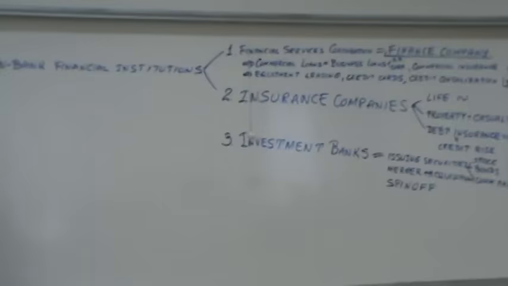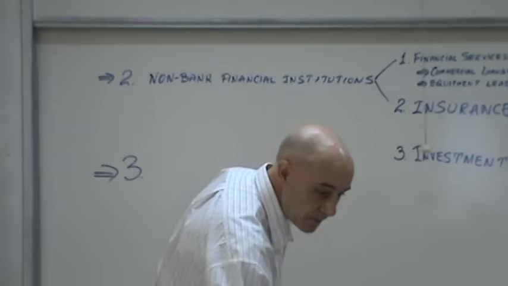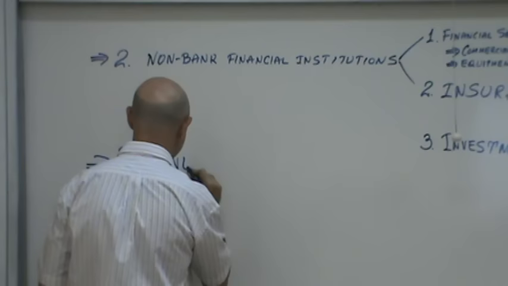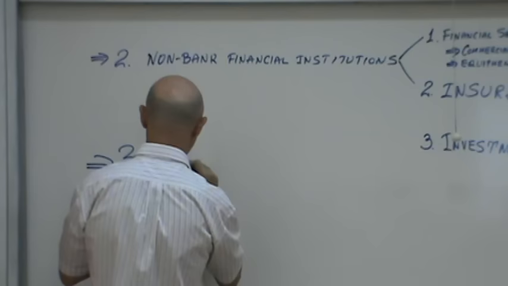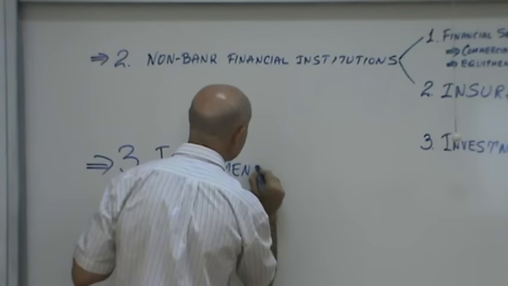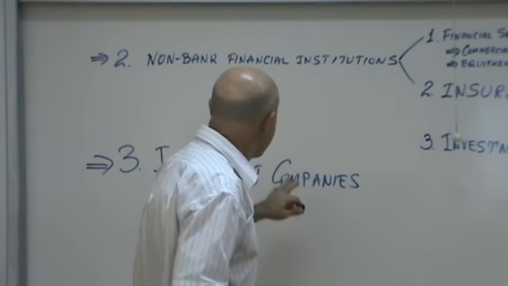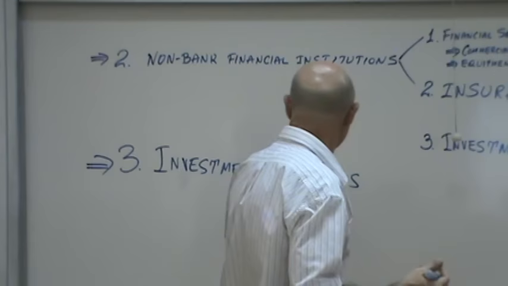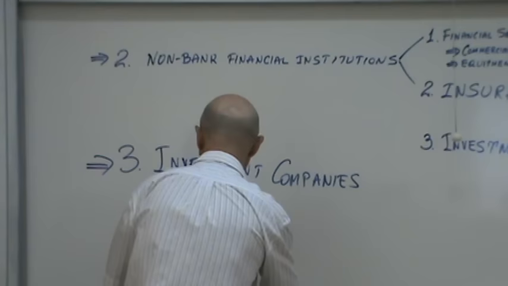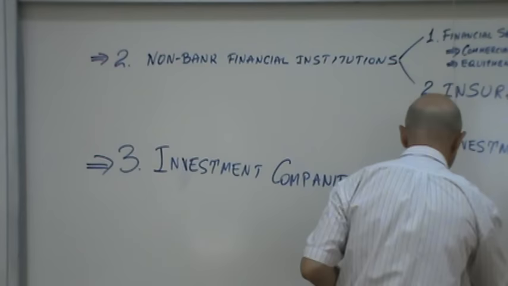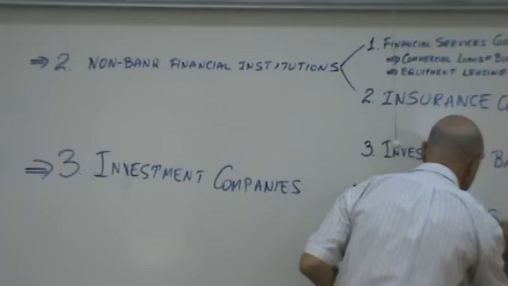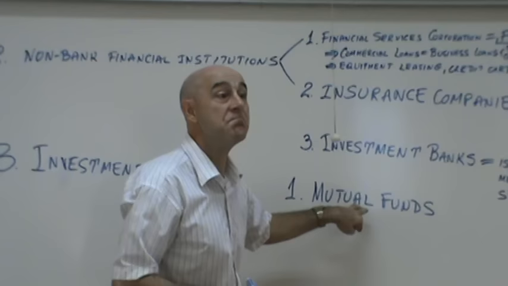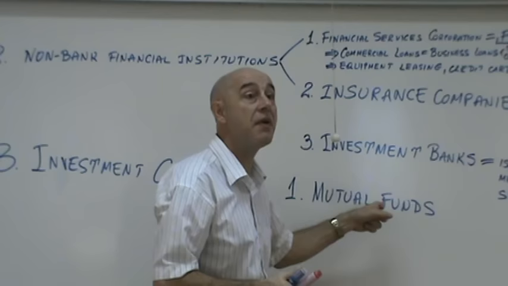The third group is called investment companies. Investment company is just a general term. There is no such thing as an investment company. One particular that everybody knows is the mutual fund. People invest money in the mutual fund, and the mutual fund invests the money for them. The mutual fund buys stocks and bonds.